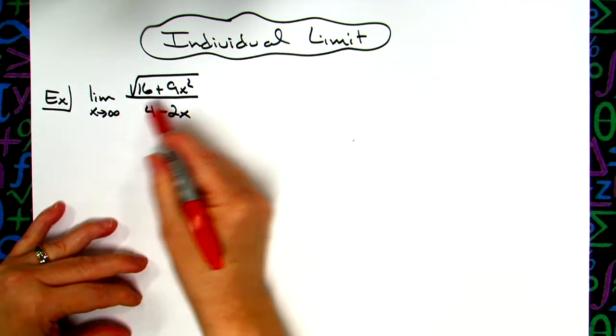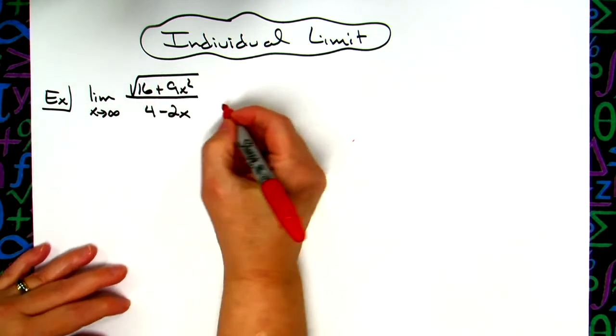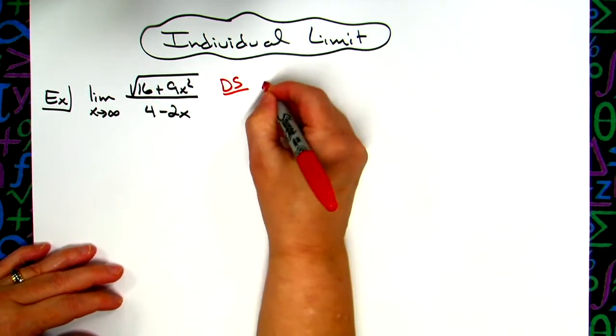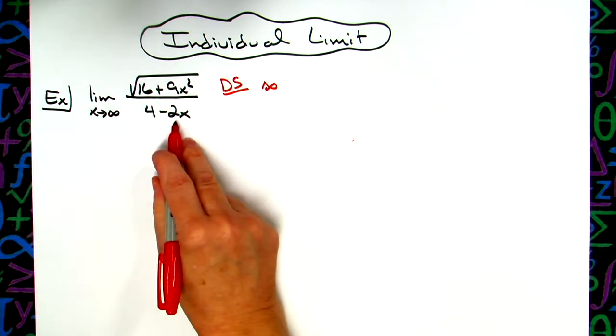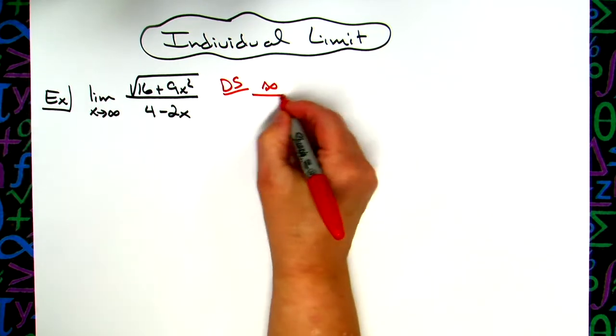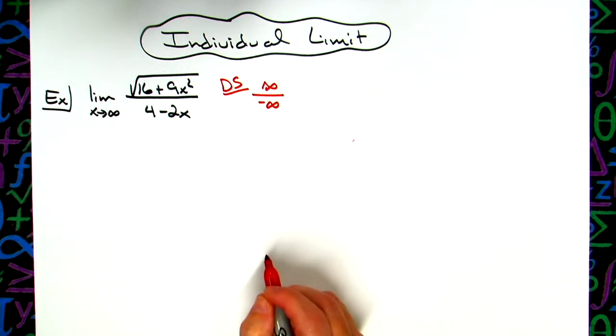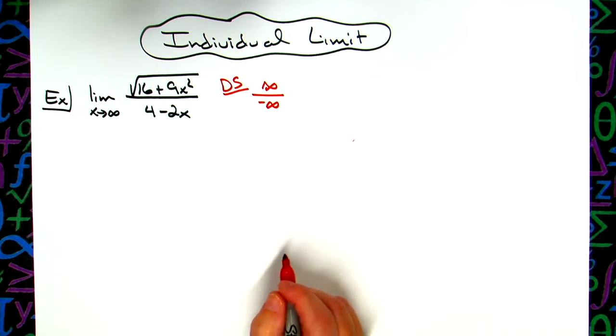All right, when we plug infinity in here, we're going to see that that top goes to infinity, and when we plug in an infinity here in the bottom, we're going to see that the bottom goes to negative infinity. So we definitely do have that indeterminate form, so we have to take another approach.